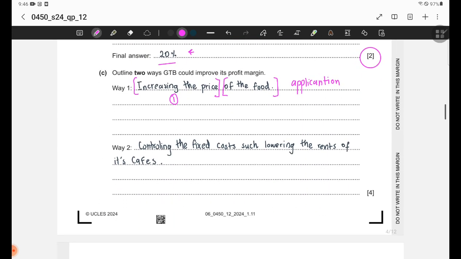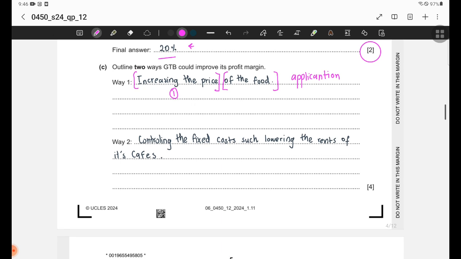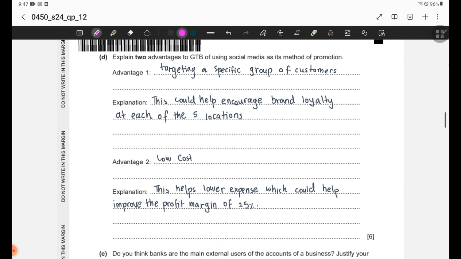Next way to improve the profit margin, you can say we control the fixed costs. Fixed cost is any sort of expenses that a business pays, and which is fixed, meaning maybe every month, every week. For example, rent is one of the fixed costs a business pays. So maybe you can say controlling the fixed costs, such as maybe lowering the rents of the cafes. Cafes here is the application, 1 mark, and lowering or controlling is the answer. 1 mark.